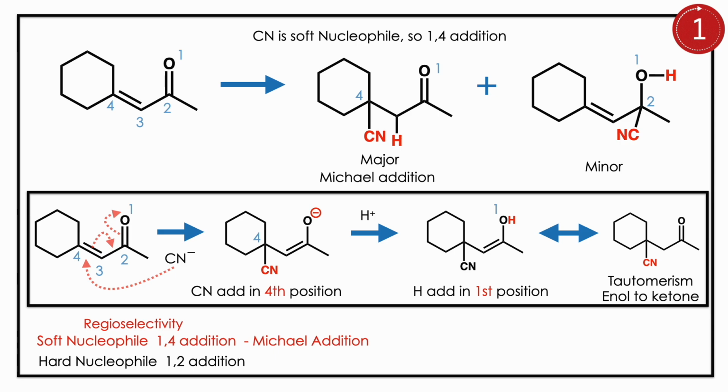So cyanide attacks the fourth carbon. Charge travels to oxygen. Then protonation. Finally keto-enol tautomerism. You have the final product. The concept you have to learn here is cyanide nucleophiles are soft. It will undergo 1,4 addition.